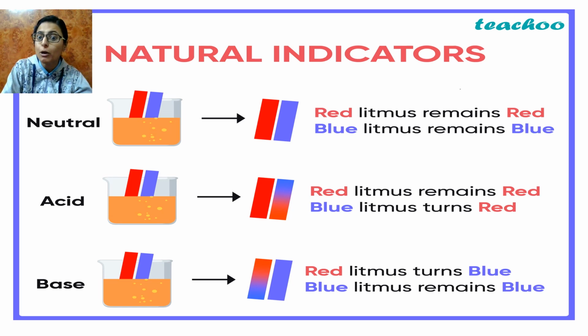But when we are talking about acid, blue litmus paper converts into red, and red does not show any effect. When we are talking about base, red litmus paper converts into blue color, but blue litmus paper does not show any effect. So this is all about the basic introduction of acid, base and salt. Hope you all understand this concept, and thank you.